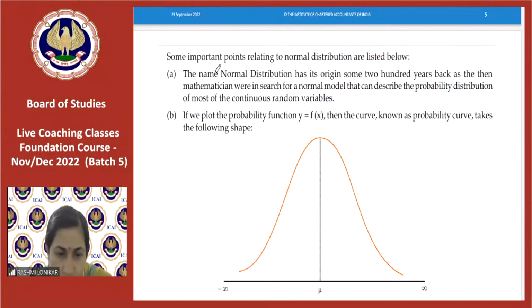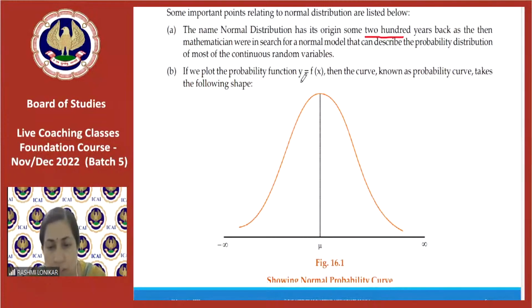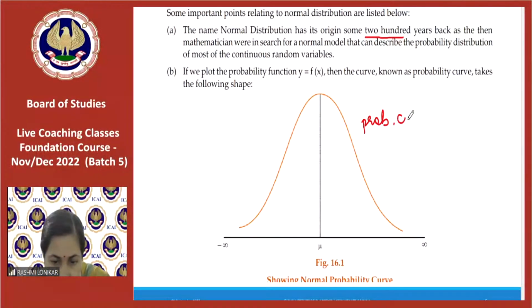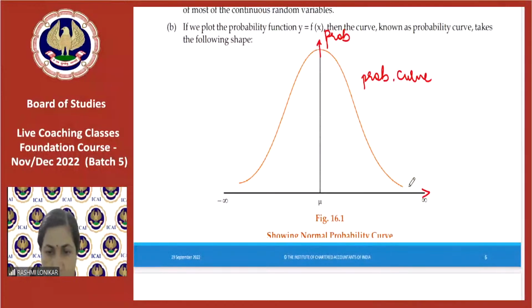So the first is general. The name normal distribution has its origin some 200 years ago, where mathematicians were in search of a normal model. So that is nothing important. This is very important. We plot the probability function y equal to f of x, then the curve is known as the probability curve. On the y-axis you are plotting the probability, and on the x-axis the variable values. So this is the normal distribution.